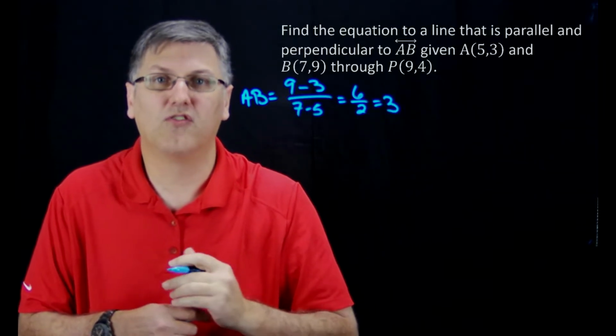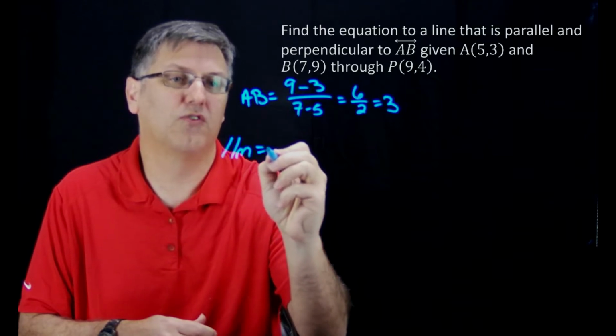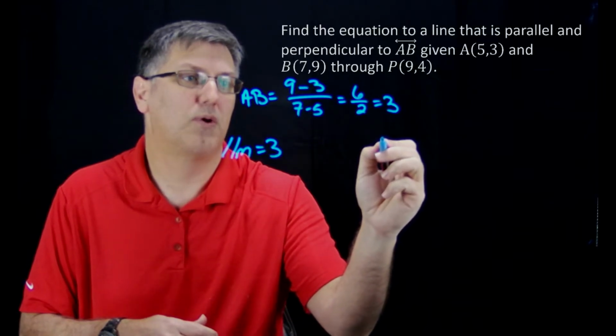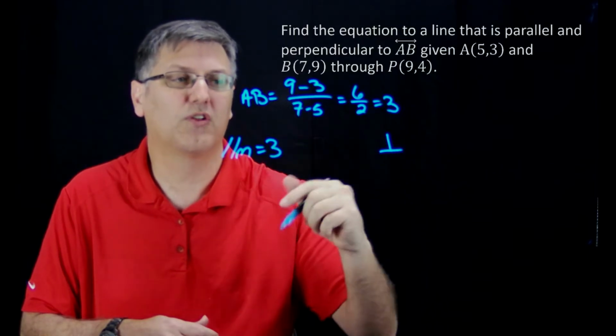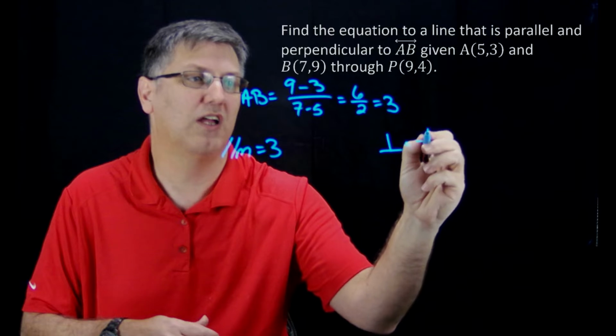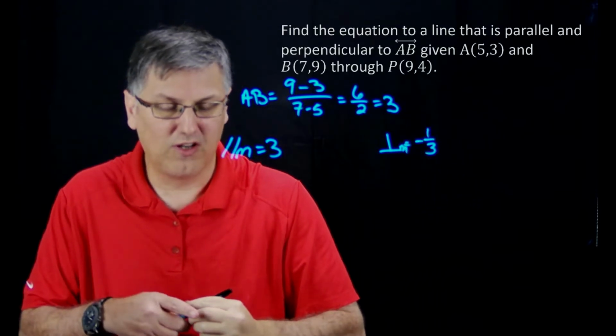So that means my parallel slope is going to be 3. My perpendicular slope is going to be the negative reciprocal. So I'm going to flip this upside down and change the sign, and I get negative 1/3, my perpendicular slope.